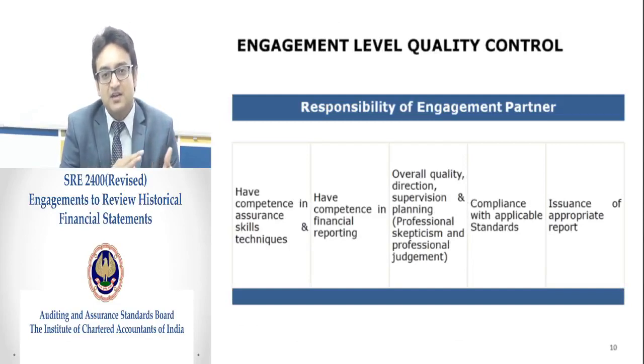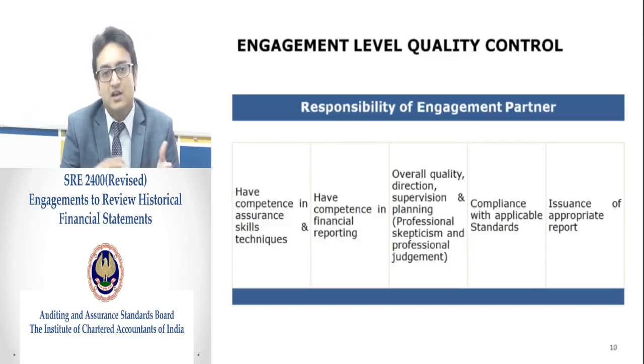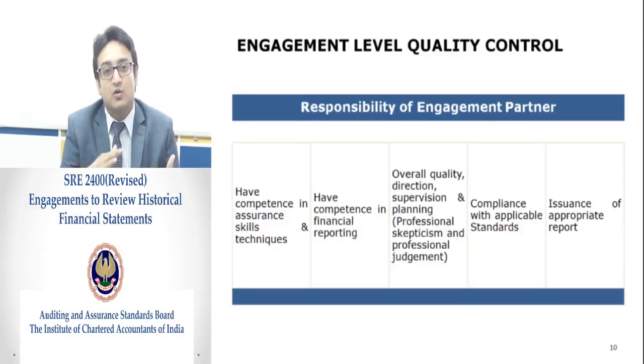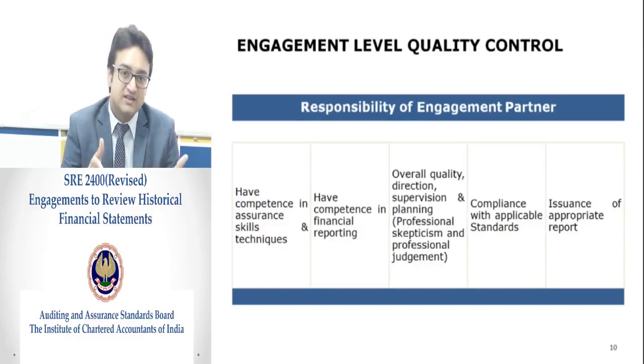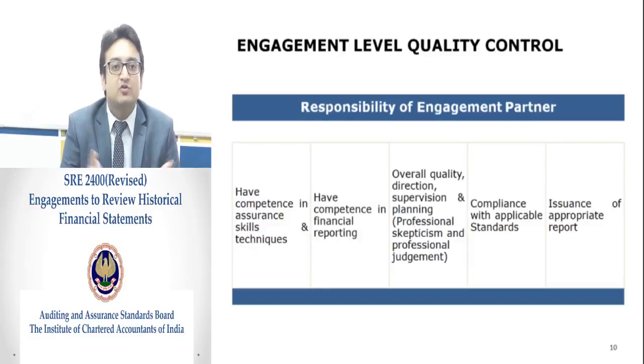So by now we have seen what the objectives and the framework of SRE 2400 are. We have seen a few key terms which are used in this SRE. We have seen what the engagement level quality controls are. We have seen the acceptance procedures and which engagements should be accepted and which should not be accepted, and what should be the formal agreeing to the terms and conditions, how the formal engagement letter should look, and what are the few things which are to be mandatorily included in the engagement letter.